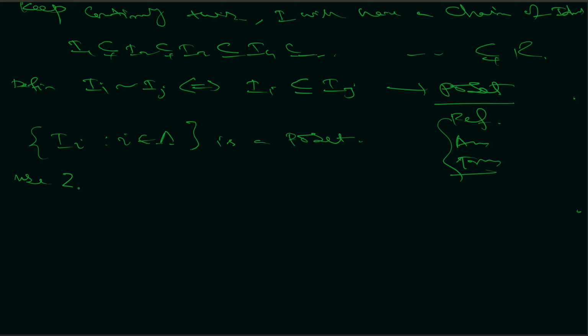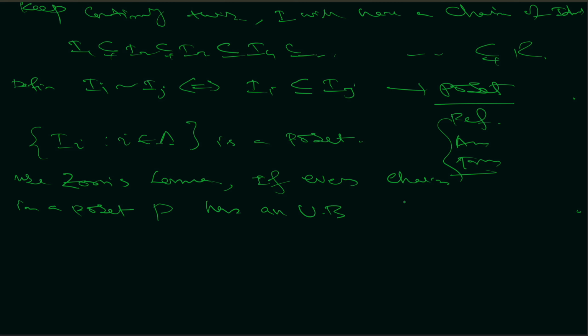Use Zorn's lemma. That means if every chain in a poset P has an upper bound in that poset P, then it has a maximal element.